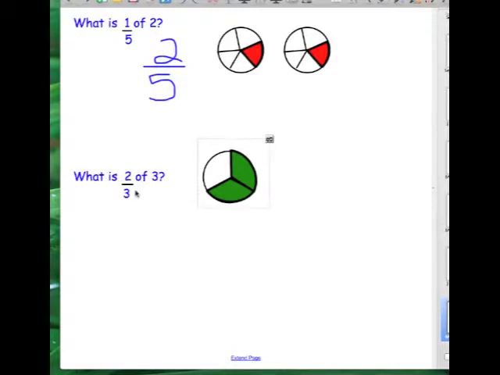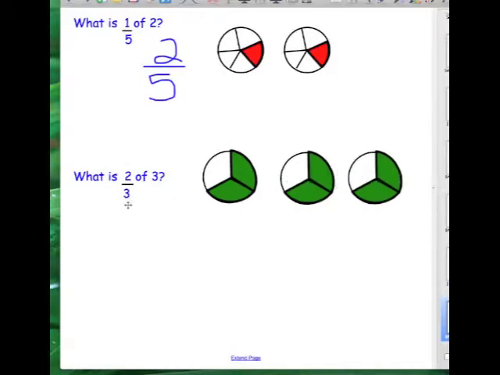Let's look at this one as well. What is 2/3 of 3? Well, we see that we are going to have three circles from looking at our whole number part. So 1, 2, 3 circles. And with our fraction part, we know that they're each going to have 2/3 of them shaded in. So we just add. So we see there's 2/3 plus 2/3 plus 2/3. So we know 2 plus 2 is 4 plus 2 is 6. So 2/3 of 3 is 6/3.